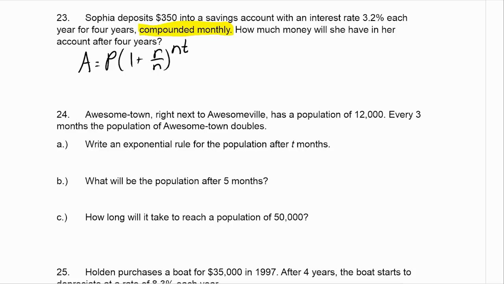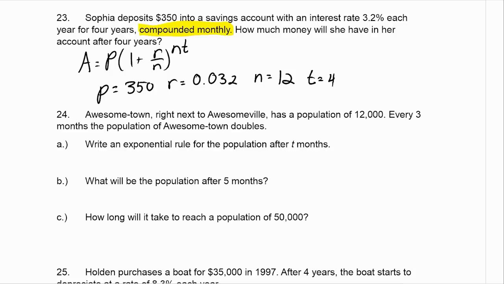Now this formula will be given to you on a test, so you just need to make sure that you know where all the specific parts are coming from. The principal, which is also known as the initial amount, is 350. The r, which is the interest rate, we write as a decimal, so 0.032. The n value means how many times it's compounded in a year, so since they say monthly, that's going to be 12. And then the time is going to be 4 years.